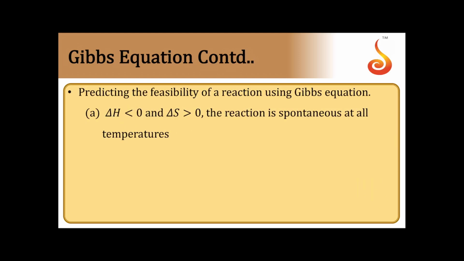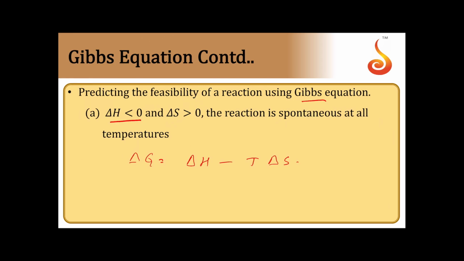Next, predicting the feasibility of a reaction using the Gibbs equation. Using the Gibbs equation, delta G is given by delta H minus T delta S. So delta G must be negative for a process to be spontaneous.